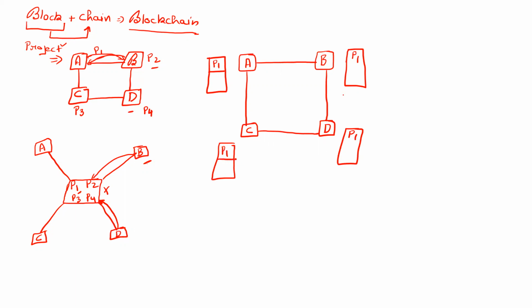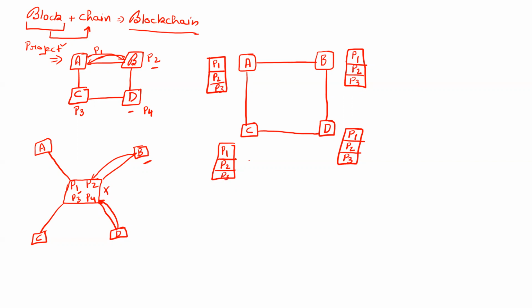Suppose B made some change in part number 2. This change is reflected on A, on C, on D. In the same way, if D starts working on part number 3, it is reflected on part number 3 here, here, and here.